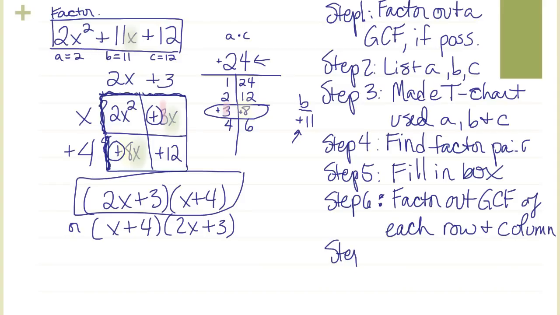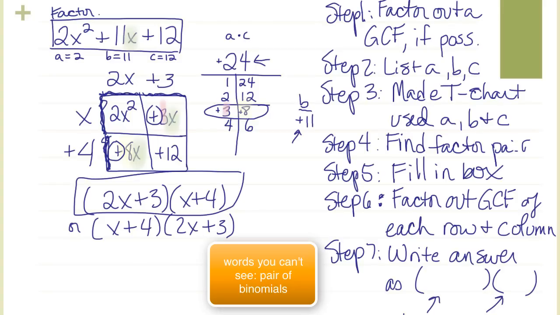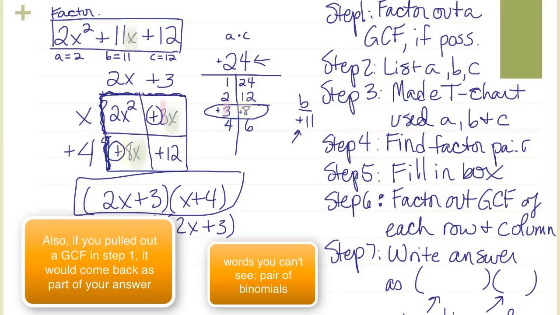Step 7, just write your answer. But make sure we talk about the vocabulary. What our answer will be there is 2 binomials. All right, binomials, 2 terms in each of those expressions. Okay, so a lot of steps, but the first one always takes forever and they go fairly quickly after that.